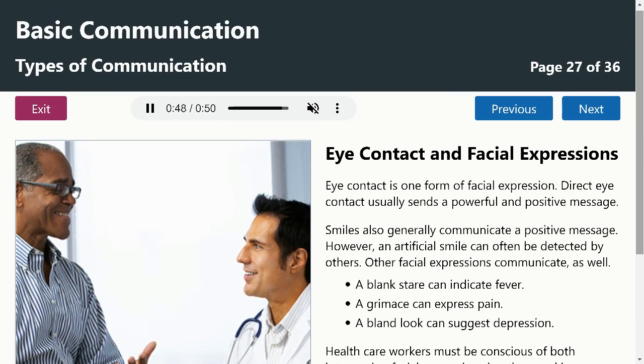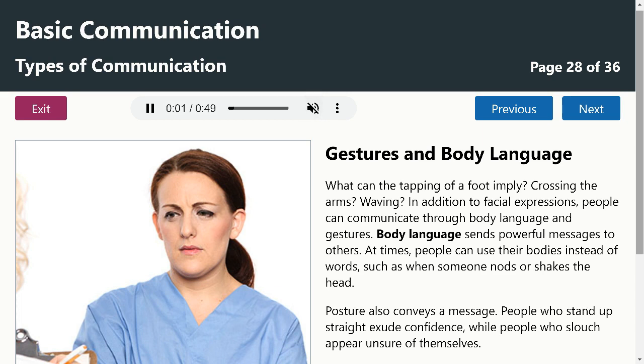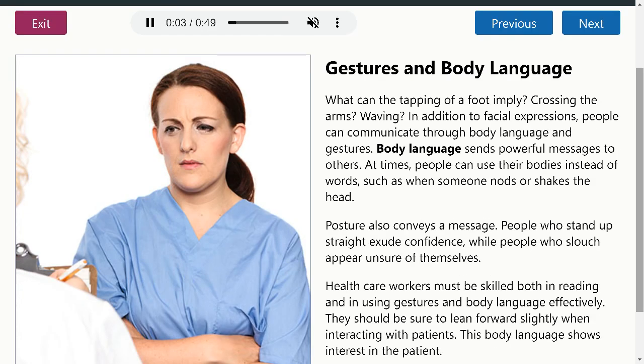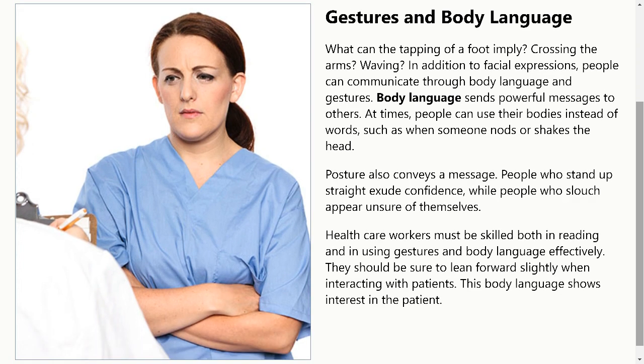Gestures and body language. What can the tapping of a foot imply? Crossing the arms, waving. In addition to facial expressions, people can communicate through body language and gestures. Body language sends powerful messages to others. At times, people can use their bodies instead of words, such as when someone nods or shakes the head. Posture also conveys a message. People who stand up straight exude confidence, while people who slouch appear unsure of themselves.